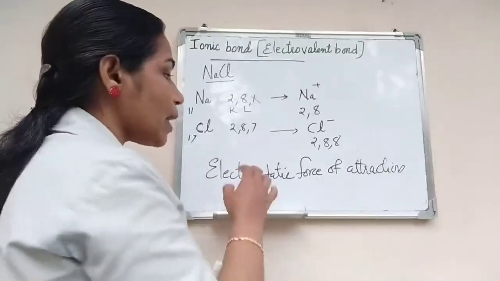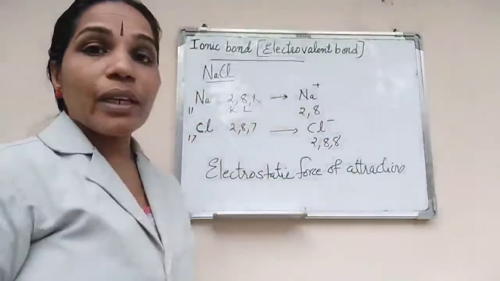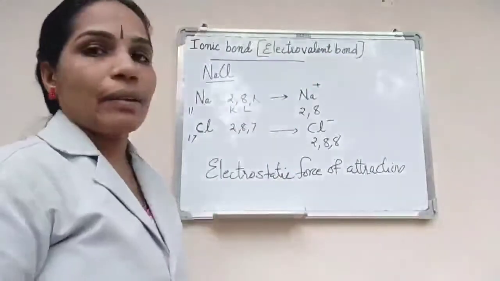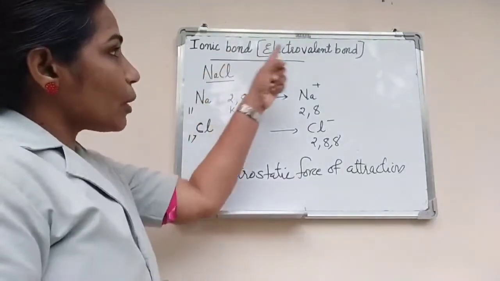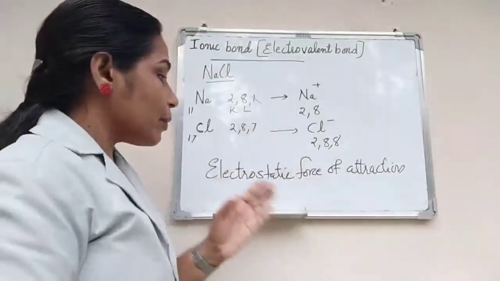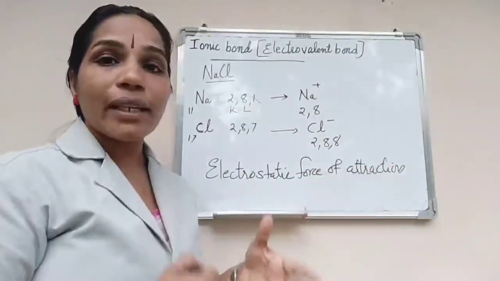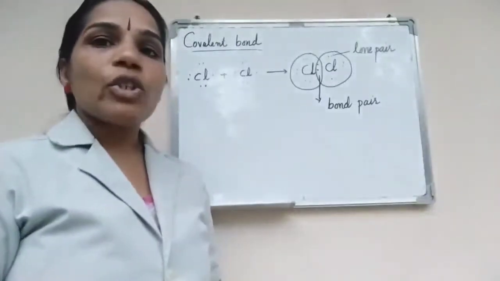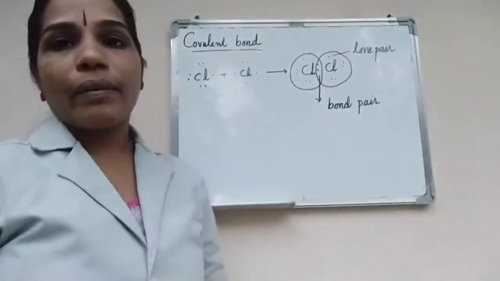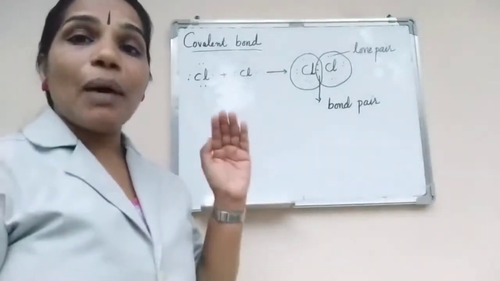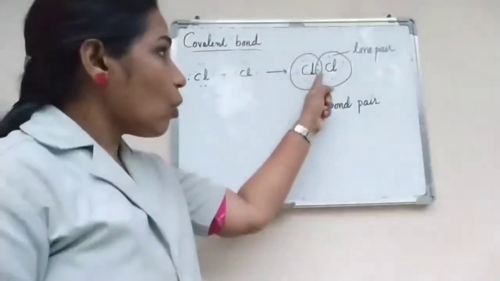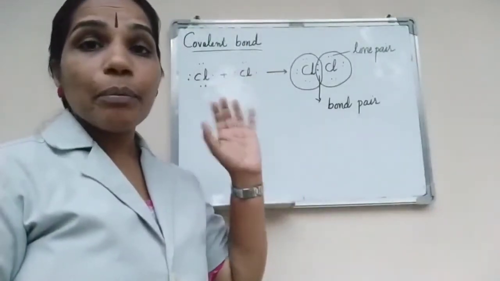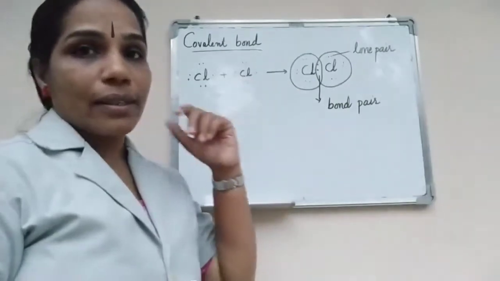And this electrostatic force of attraction leads to ionic bond or electrovalent bond. Ionic bond or electrovalent bond is the electrostatic force of attraction between the ions. Next topic is covalent bond. The bond formed by the mutual sharing of electrons is known as covalent bond.